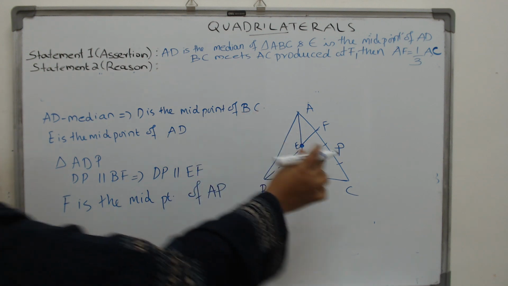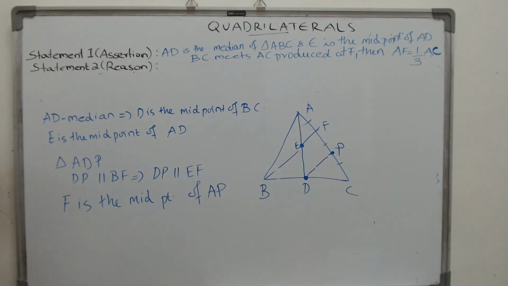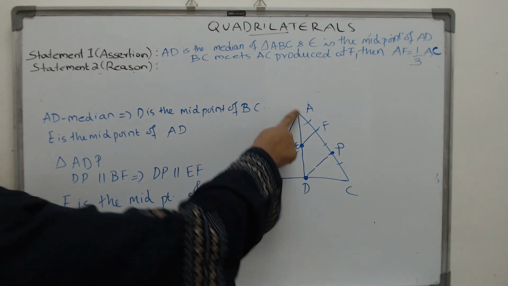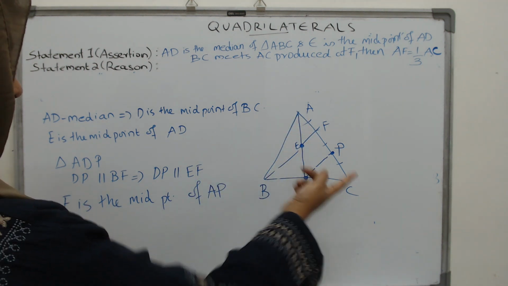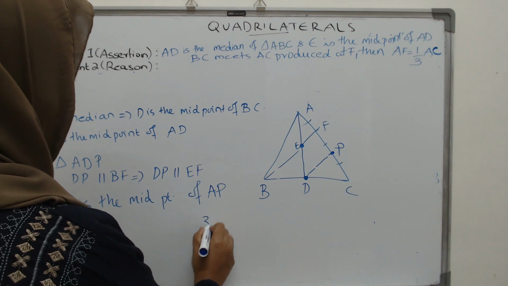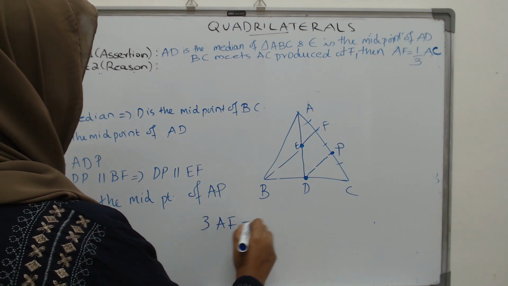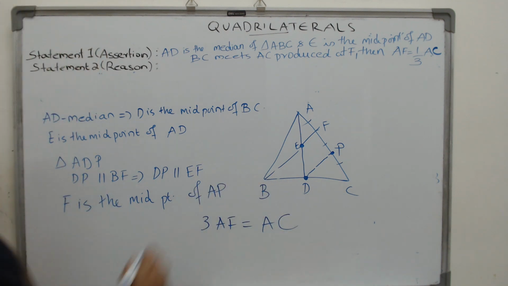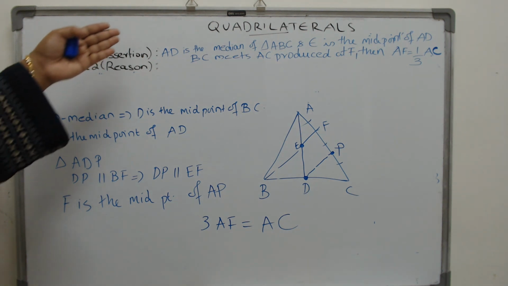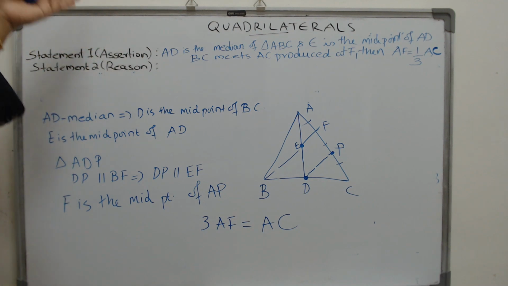So if F is the midpoint, then this is also equal, which means AF is equal to FP is equal to PC, which means 3 times AF is equal to the whole of AC, which means AF is equal to 1/3 of AC. That is exactly what our first statement is.